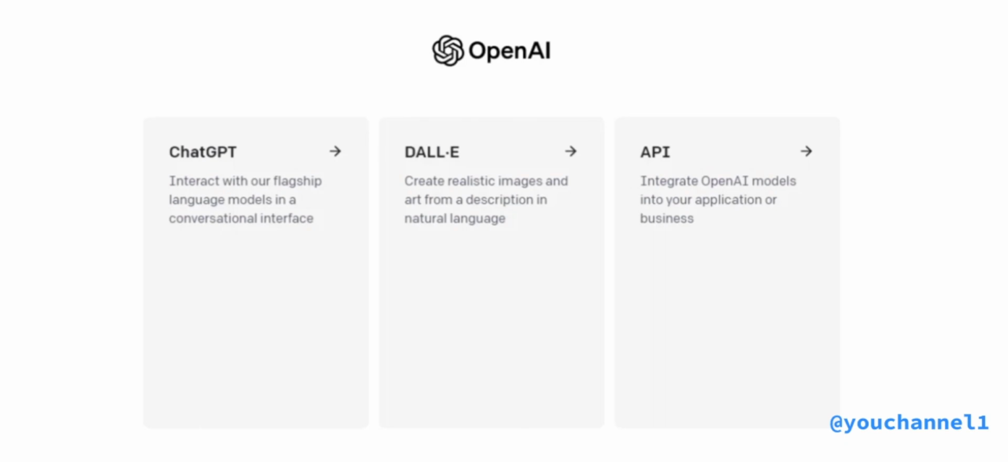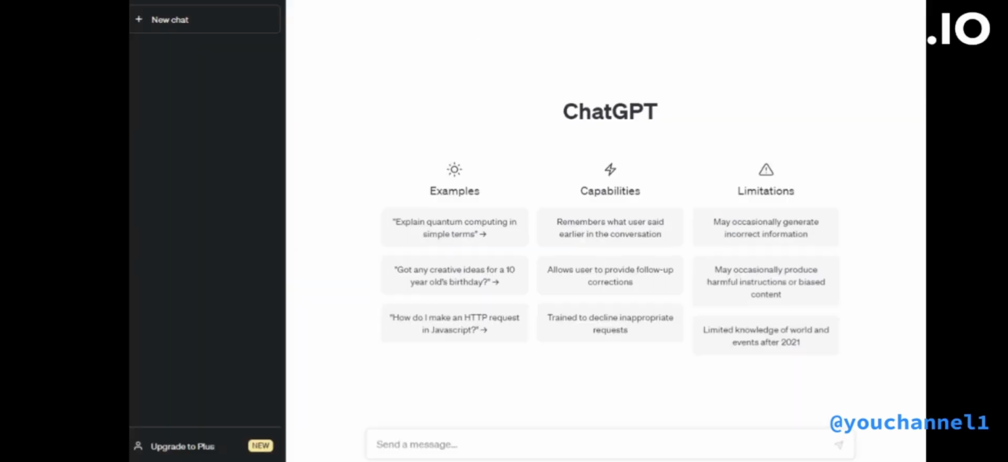Once signed in, you will see this page. Not all aspects of ChatGPT are free. But the aspect that we want to use is completely free. The ChatGPT. Click on ChatGPT. On this page, you can see examples of questions that you can ask ChatGPT. One of the questions reads, "Got any creative ideas for a 10-year-old birthday?"